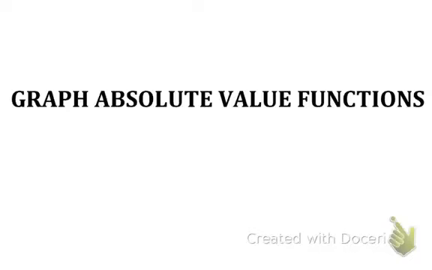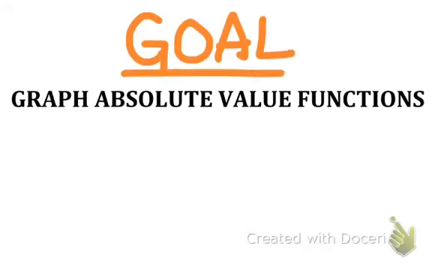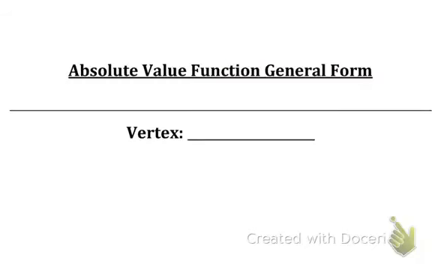Hello kids, today we are going to graph absolute value functions, and that is going to be our goal for the day. So we are going to be given an absolute value function and we are going to plot some points and see what its graph looks like. In order to graph absolute value functions, we'll have to know what the general form of an absolute value function looks like. And that is f of x is equal to the absolute value of x minus h plus k.